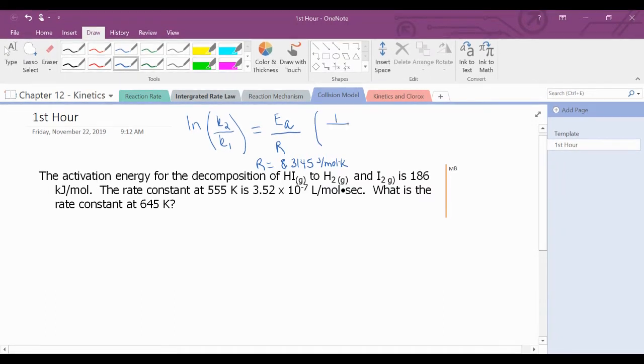And then we have 1 over T1 minus 1 over T2.